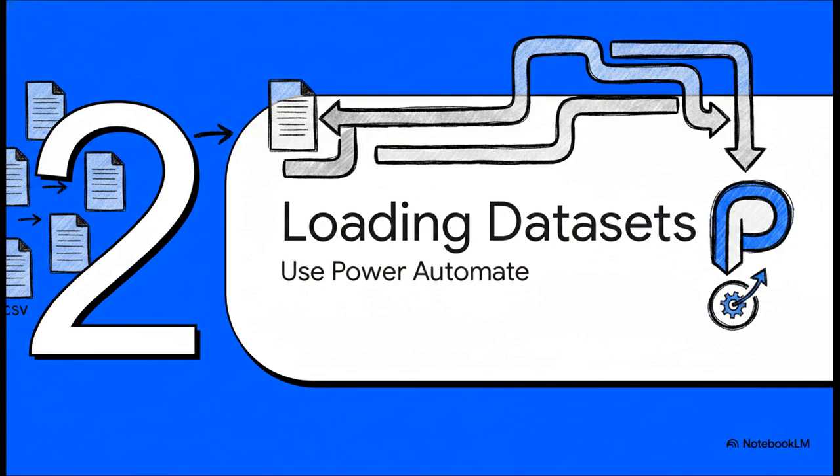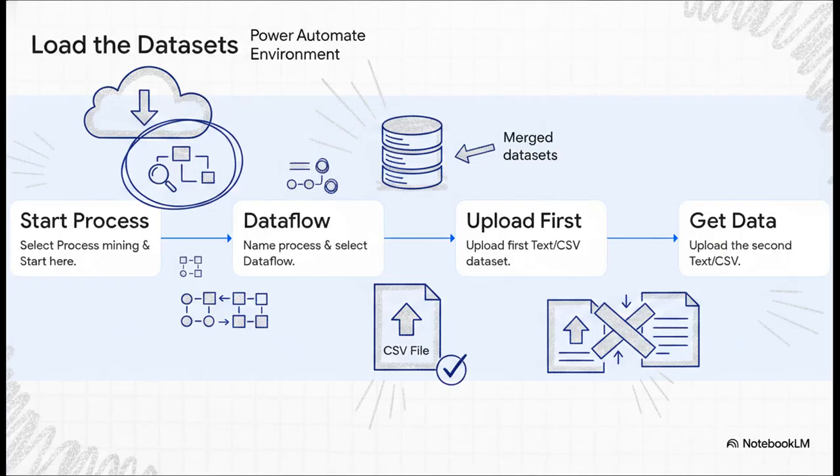Let's move right along to section 2 and see how this builds. Loading the datasets and bringing that data directly into Power Automate. Inside your Power Automate environment, bringing this data to life is super straightforward. You just navigate to Process Mining, click Start Here, and give your new process a logical name. Let's go with Merged Datasets. By selecting Import Data via Dataflow, you simply upload your first CSV, give it a quick preview to make sure it looks right, and then hit Get Data to bring the second one right alongside it. Just like that, both of your tables are sitting inside the system ready for action.